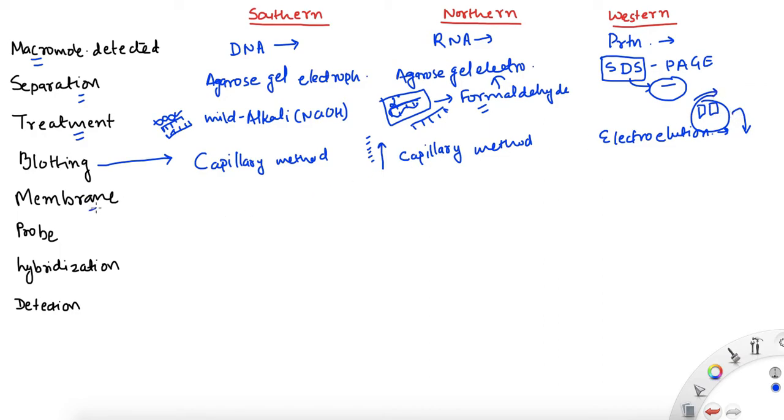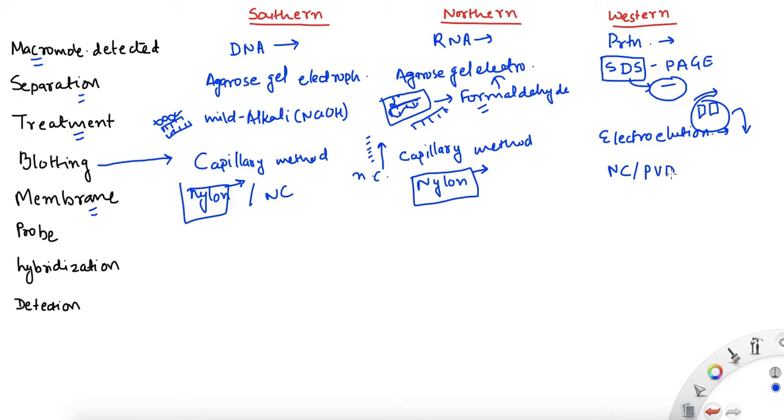And what kind of membranes did we use in case of DNA and RNA, because they are nucleic acids? You can use nylon as well as nitrocellulose membrane, but the preferred one is nylon because of the better binding with the nucleic acid, right? It has very good affinity with the negative charge, so it binds with nucleic acid very well. So we preferably use nylon membrane in case of Southern and Northern blotting for nucleic acids. In case of Western blotting, it was either nitrocellulose paper or PVDF.